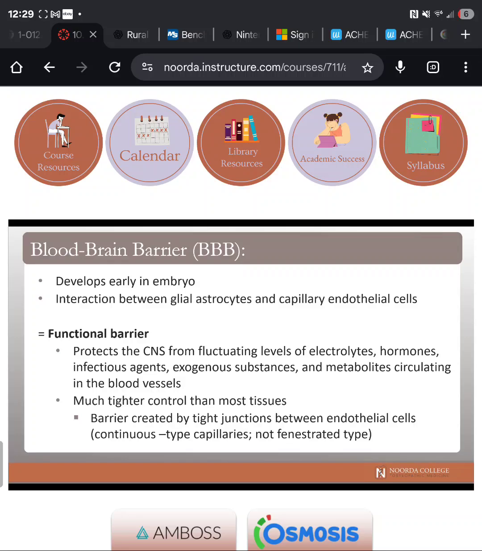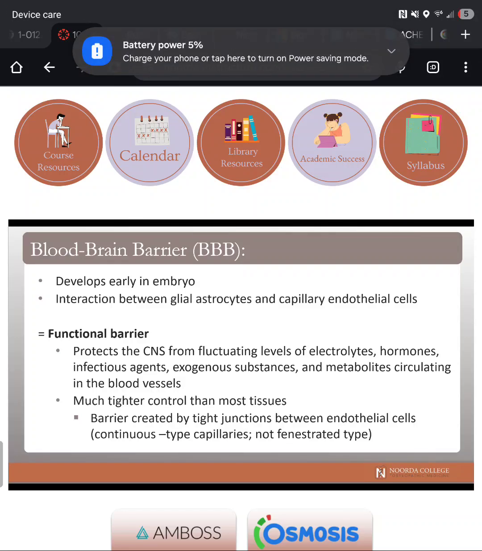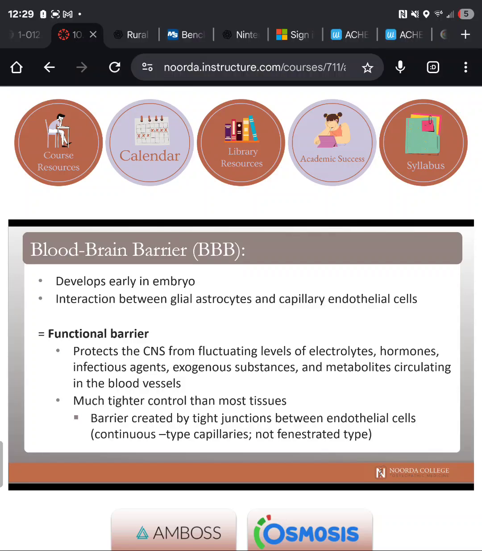The barrier is created by tight junctions fixed between endothelial cells. Keep in mind that most capillaries in the body are the fenestrated type, whereas in the blood-brain barrier, it's a continuous type of capillary.